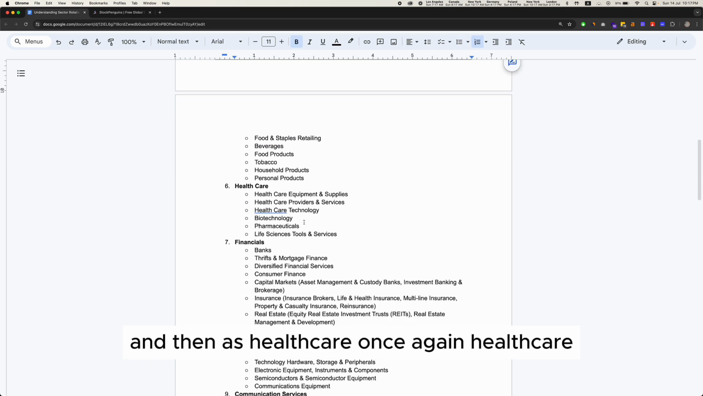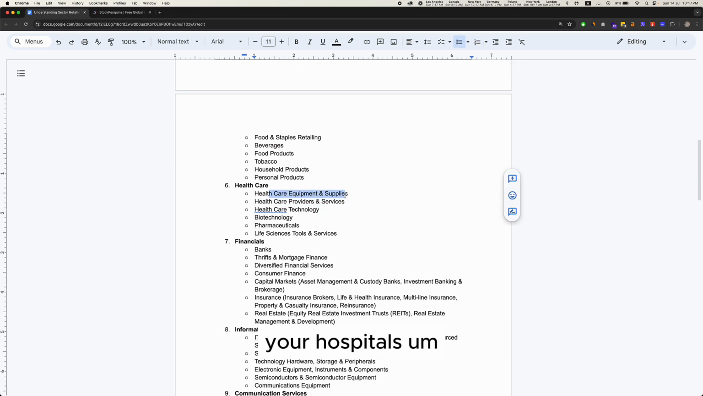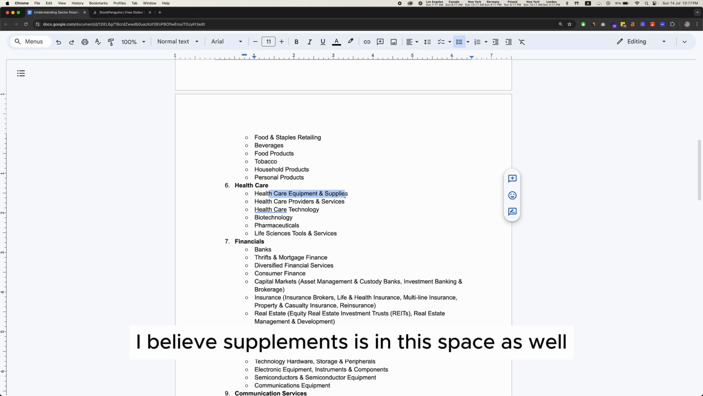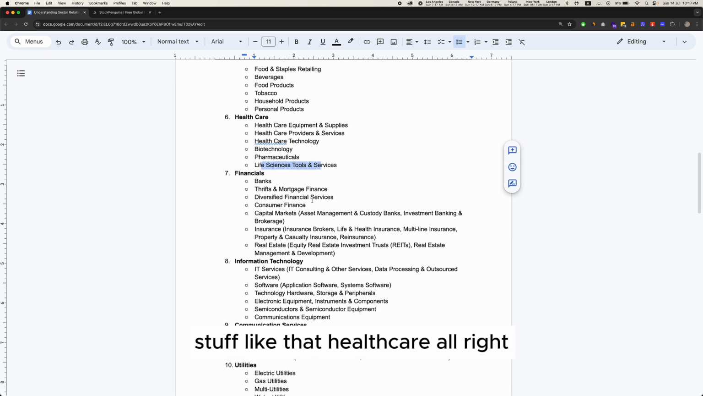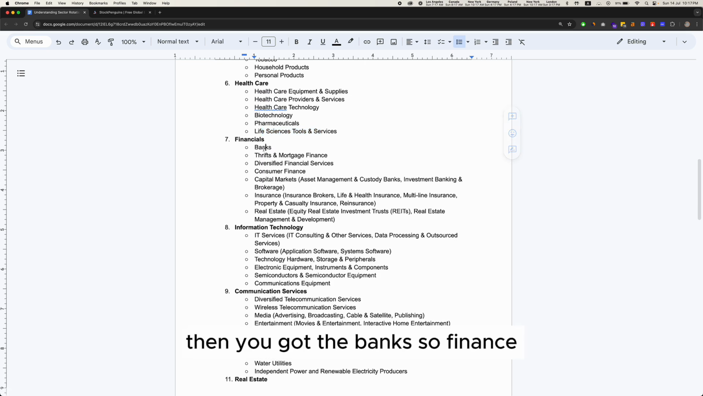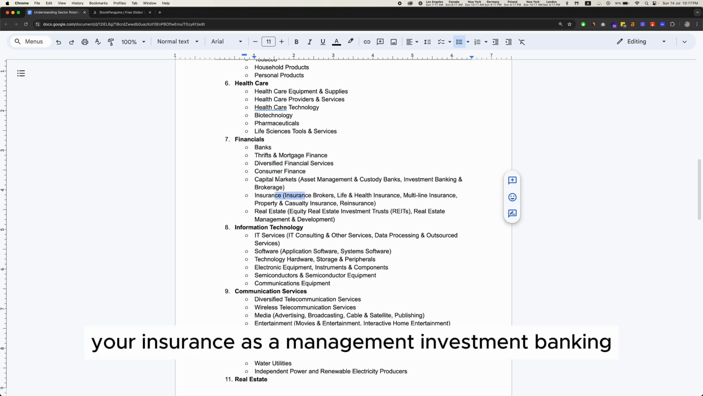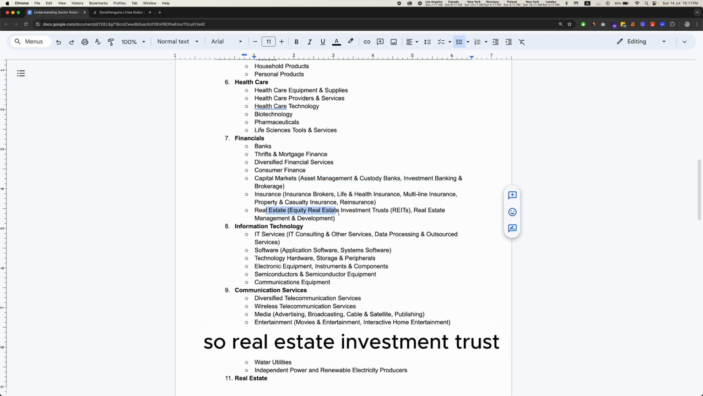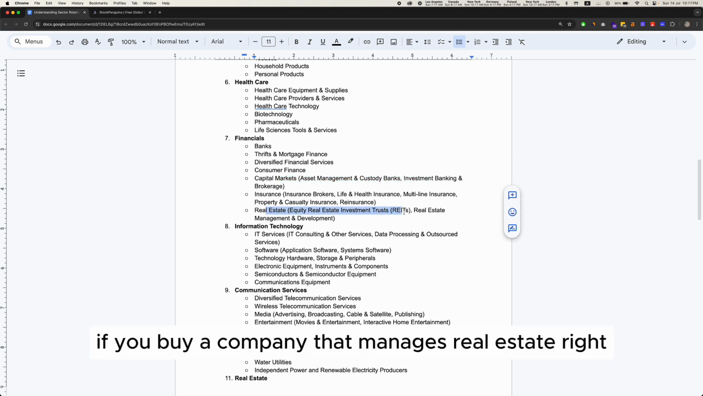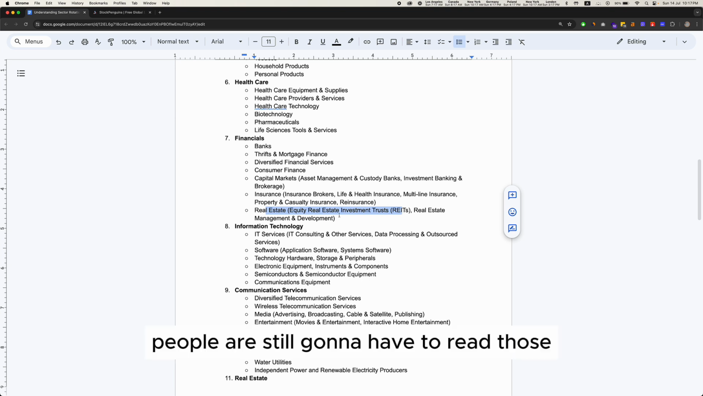And then there's healthcare once again, your hospitals. I believe supplements is in this space as well. Biotechnology, pharmaceuticals, life science, research, stuff like that. Healthcare. All right, then you got the banks. So finance, you got consumer finance, you got your banks, your insurance, asset management, investment banking, Goldman Sachs, etc. Real estate, so real estate investment trust. If you buy a company that manages real estate, right? Even in a recession, for example, people are still going to have to rent. People still need a place to stay, right? So this is your real estate over here.